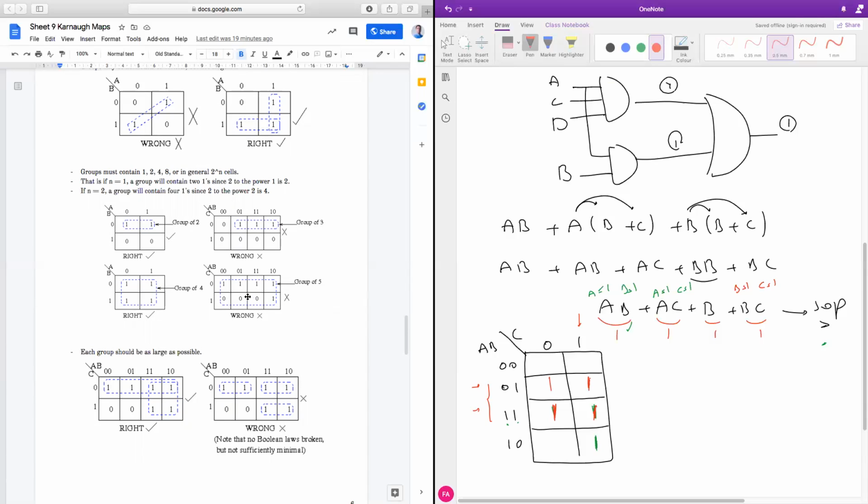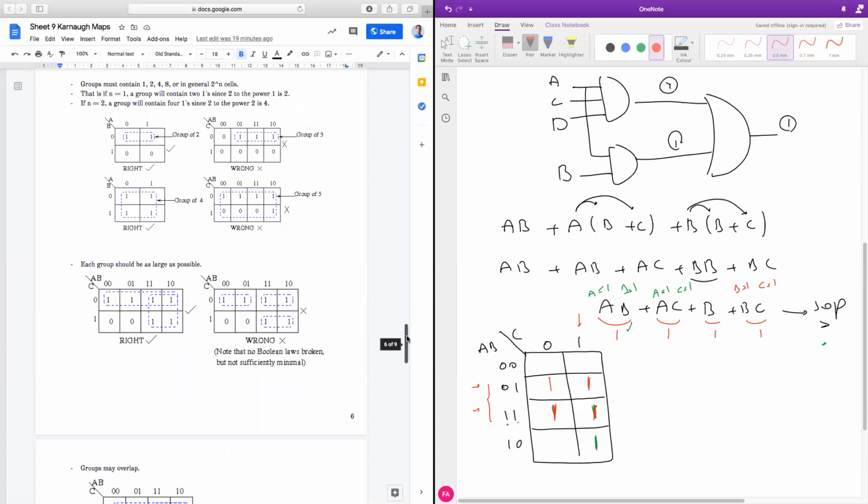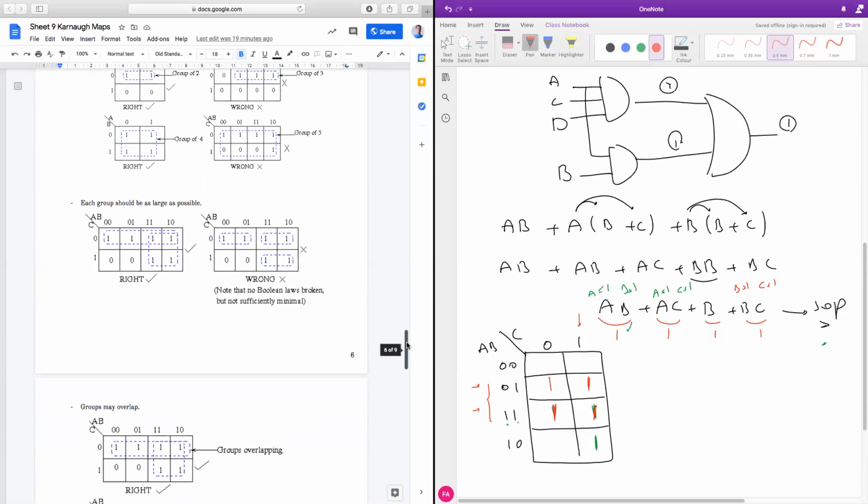The biggest group that you can have in this module is a group of 16, because you can have 4 inputs. So the groups can be 1, 2, 4, 8, and 16. These are the group sizes.